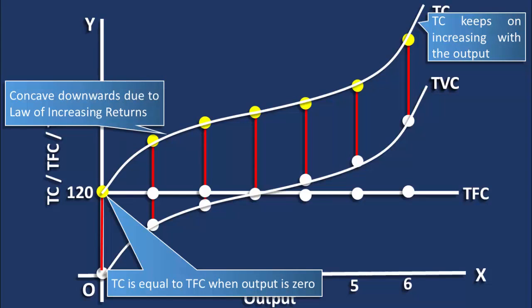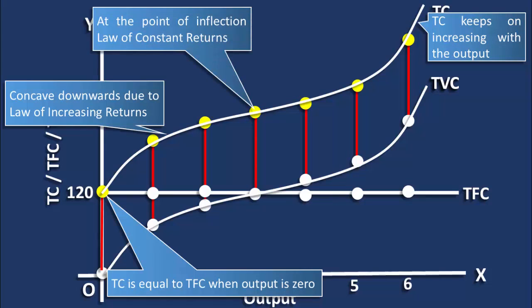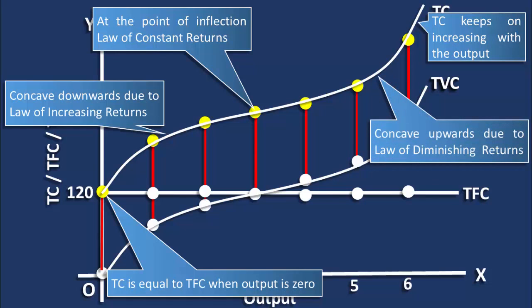At the beginning, the total cost curve is concave downwards due to the law of increasing returns. At the point of inflection, the law of constant returns operates. After that, it is concave upwards due to the law of diminishing returns. That ends our discussion on the total cost curve.